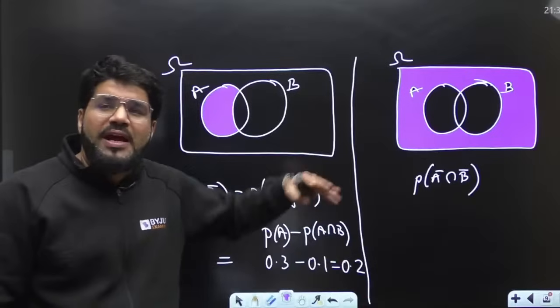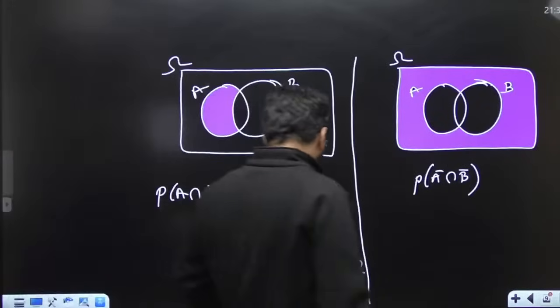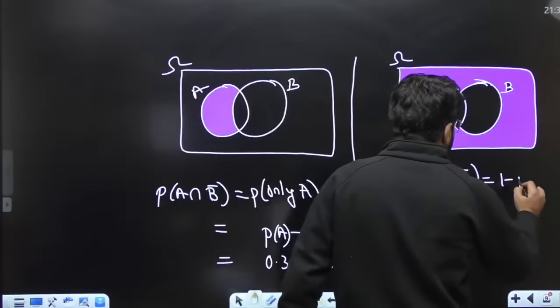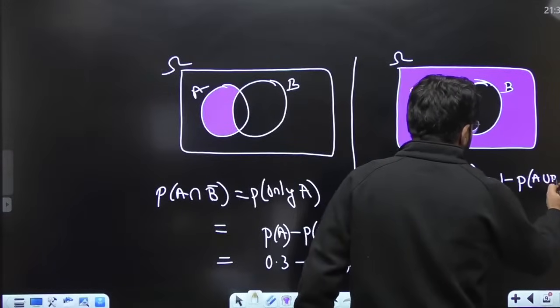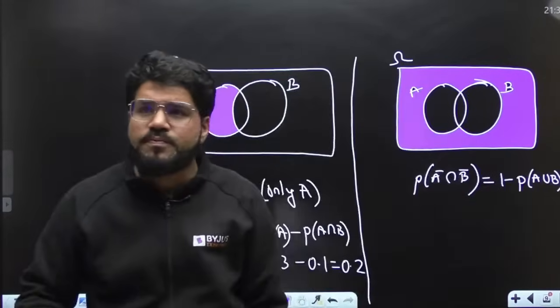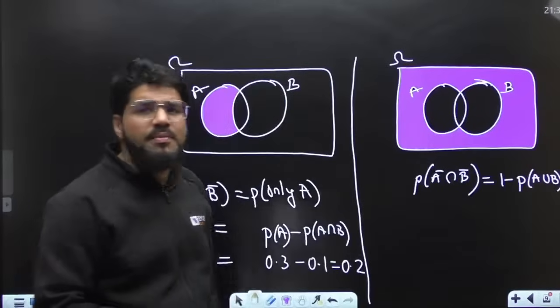Neither A nor B happens, so everything outside A and B. Everything outside A and B. So this is equal to 1 minus P of A union B. Or this can be De Morgan's law also. This can be understood from De Morgan's law also.